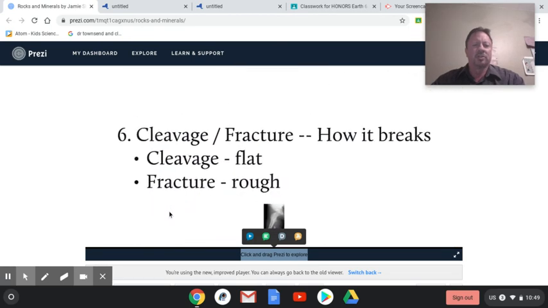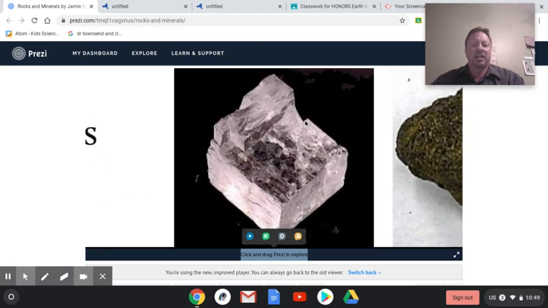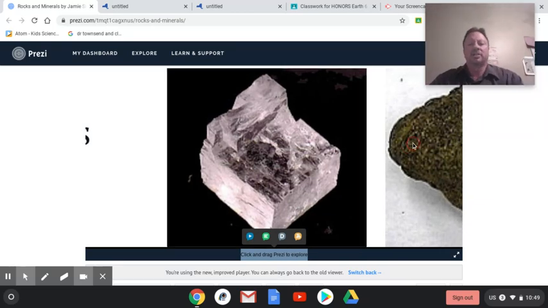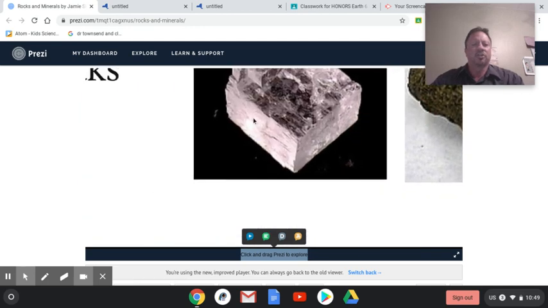Another wonderful earth science term: cleavage and fracture. This is purely how a mineral breaks, not how it grows, how it breaks. Ironically, if it breaks with a flat surface, then it is said to have cleavage. Look at the flat surfaces on this. Usually you take a mineral and move it around, and if you see one surface reflect light back, then it's considered to have cleavage. If you see these rough edges, then it's considered to have fracture.